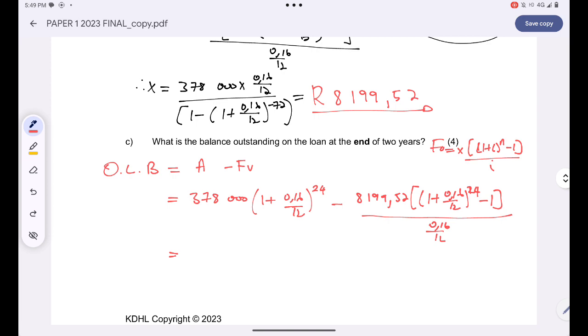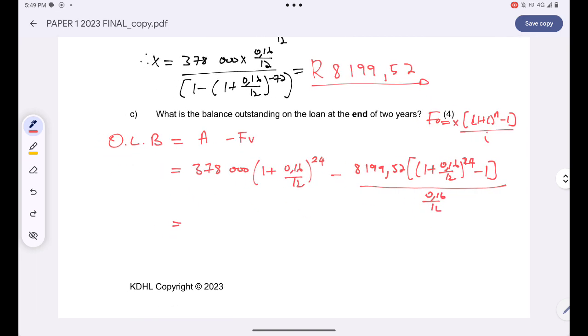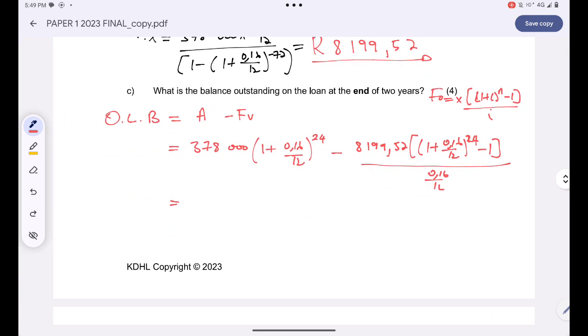This will simply give me the outstanding loan balance. Let me just punch my calculator. Before I do that, guys, on your own, please try using the present value formula. That's T0 and I have T72 over there. That's T24. 72 minus 24.